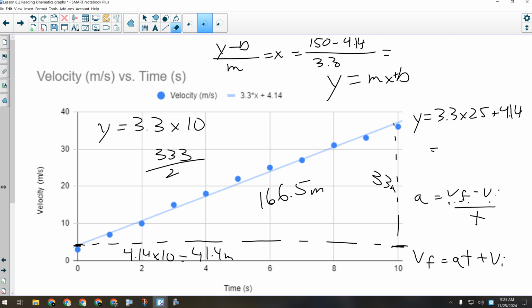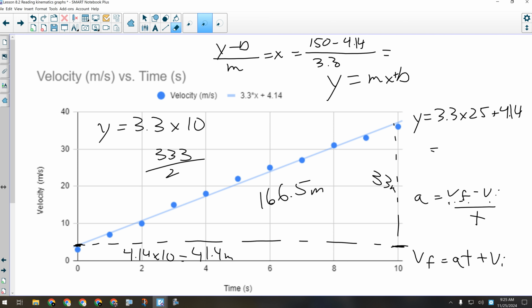Because of the way this worked, it looks like I did the same thing twice. First I had to calculate how high the triangle was. So I went y equals m times x. That gave me the height of the triangle. Then I took the height of the triangle and multiplied it by 10, the time. I went average velocity times time. So yes, in this case I did the same number twice. It won't always look that way. It just happened to work out that way with how I drew this one.